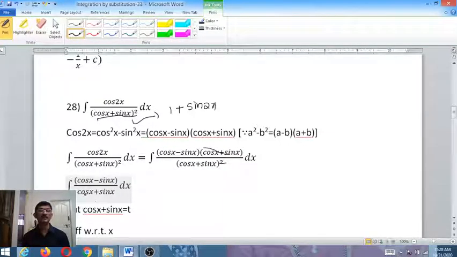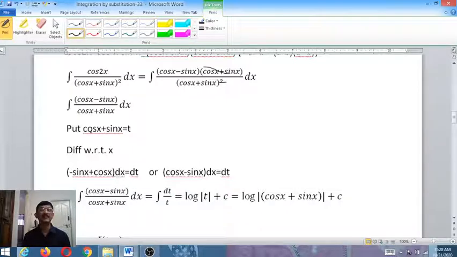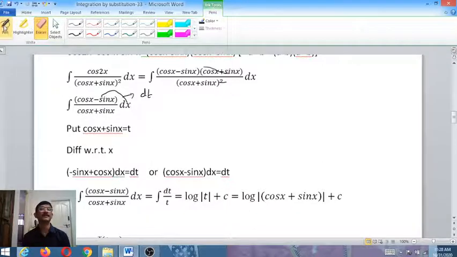Now look at this. If you take this denominator as t and differentiate with respect to x, what is the derivative of cos x plus sin x? It is cos x minus sin x. So (cos x minus sin x) dx equals dt. Look at the numerator, (cos x minus sin x) dx. The entire thing can be written as dt only. And the denominator cos x plus sin x is nothing but t. So the integral of dt by t is log of mod t. t is nothing but cos x plus sin x. So this is the answer.